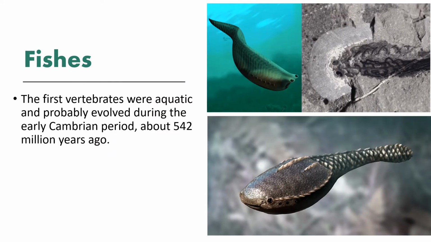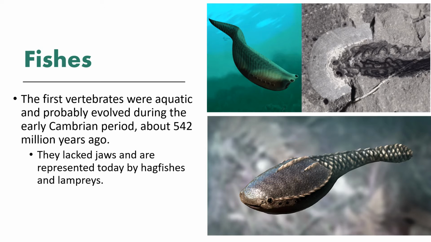The first group of vertebrates on the planet are going to be these aquatic fish that evolved during the early Cambrian period about 542 million years ago. These fish will have a vertebral column. However, they are not going to have jaws. So they are going to be different from our modern day fish that we think of that have jaws. However, there are some representatives of jawless fish that still live today, and these are going to be the hagfish and the lamprey. The pictures you see on the slide are reconstructions of what we think these very early vertebrates would have looked like.